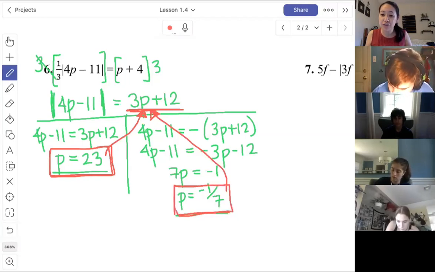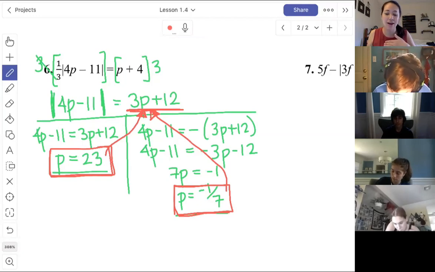Okay, so I have two solutions. p is equal to 23 and p is equal to negative 1 over 7. So those both check out. If you plug it in and it turns out to be negative, then you have to toss that answer out, and then it's an extraneous solution. Okay, any questions on that?